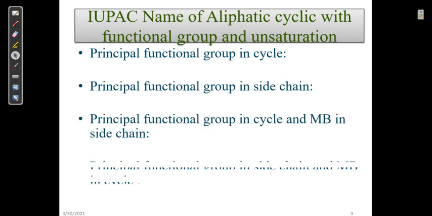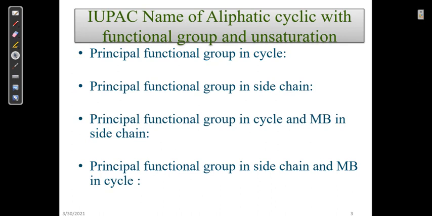So these are the possibilities. One is the principal functional group, which means the minister, being in the cycle. Cycle means the office, so normally we give priority to the office. If the principal functional group is in the side chain, meaning the minister or Netaji is on the ground, then we give the priority to the ground.